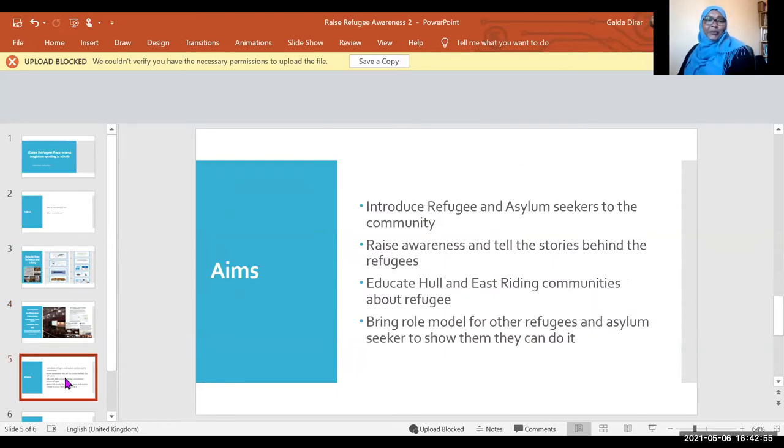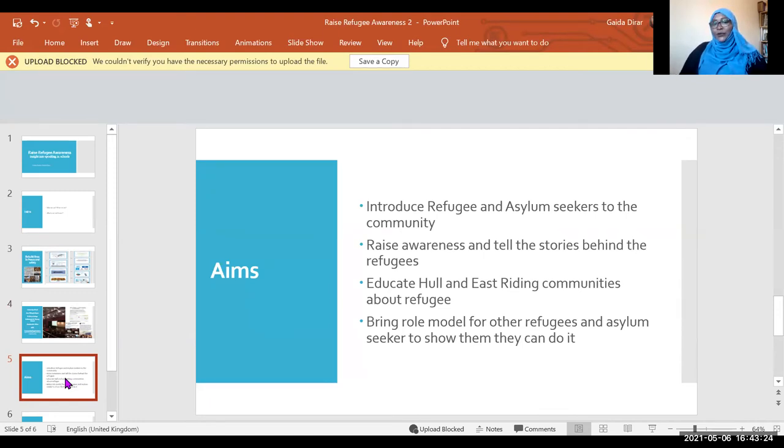So what is the aim of this? To introduce refugees and asylum seekers into the community, to introduce the refugees themselves, and also to introduce local communities to the refugees, raise awareness, tell our story, and educate. It's written here, because that is where I've been, but I also go to many other places.